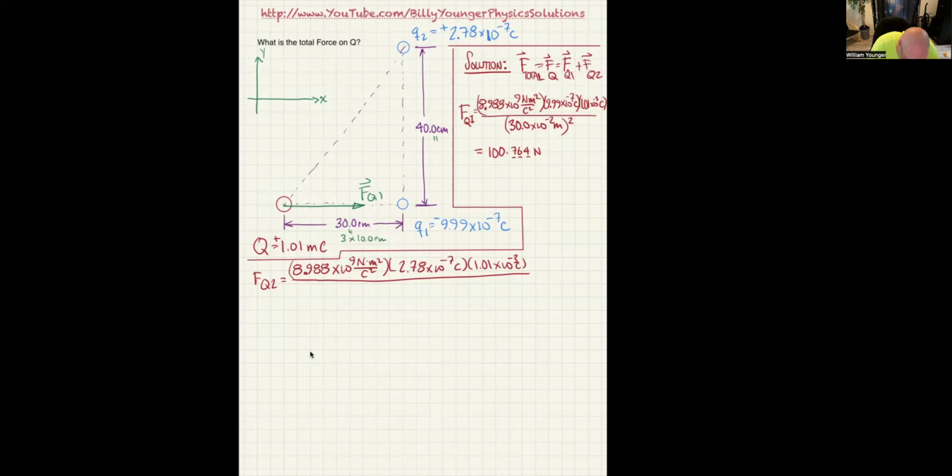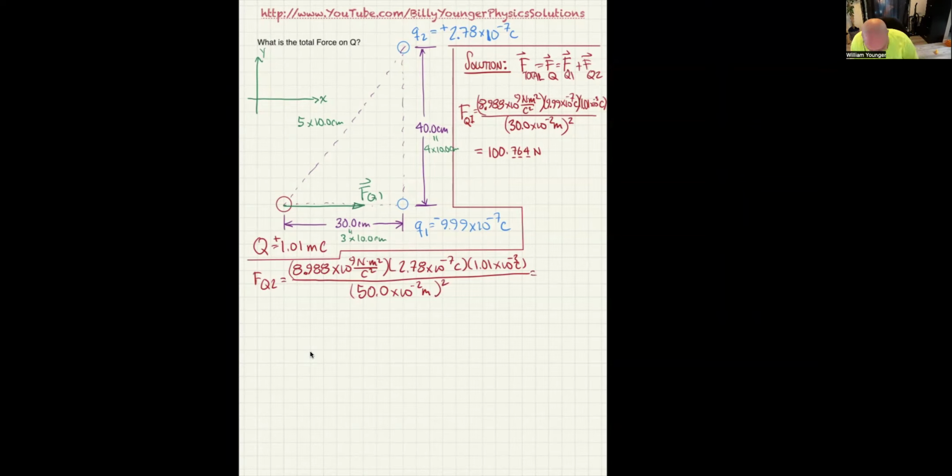And in fact, this is 4 times 10.0 centimeters. So since I've got the 3 and the 4, that means this side over here must be the 5 times 10.0 centimeters. So we now know that distance is in fact the 3, 4, 5 triangle hypotenuse, which is 50 centimeters in this case. So I'm going to say divided by 50.0 times 10 to the negative 2 meters, and that's going to be squared.